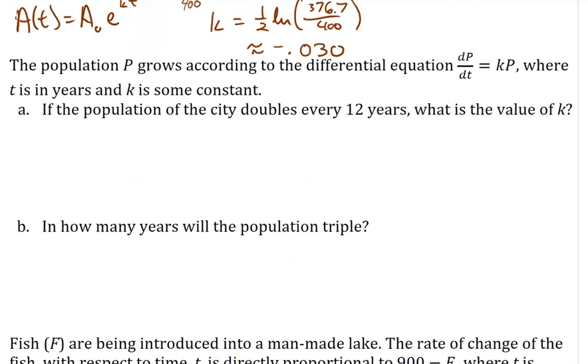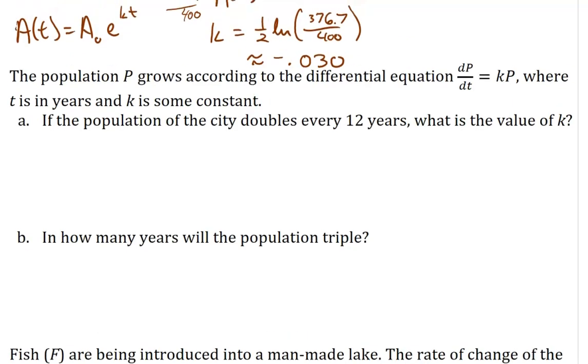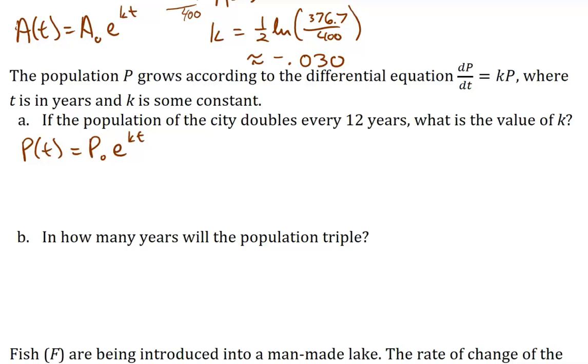Okay, next example. Let's see, we've got number 4. Population P grows according to a differential equation dP over dt equals k times P. So once again, I already know that I have a law of growth problem, and I don't have to do the calculus to solve to get that. So I can write that the population at time t is equal to the initial population times e to the kt.